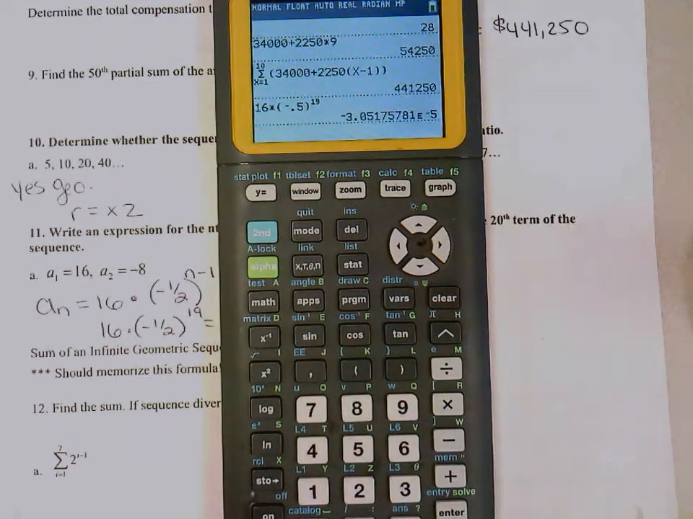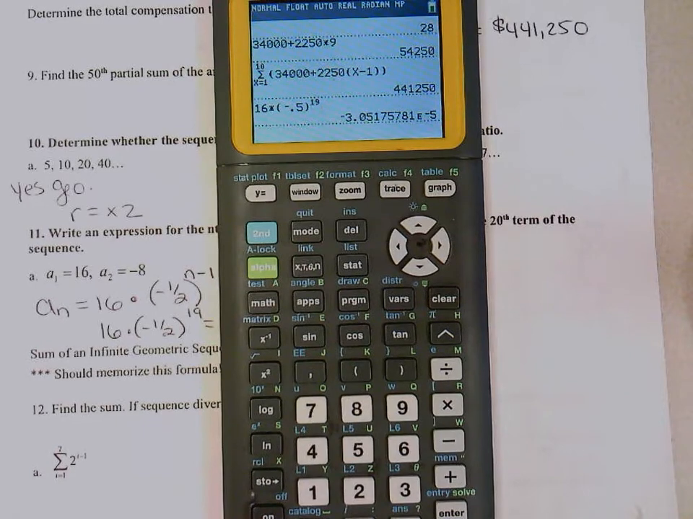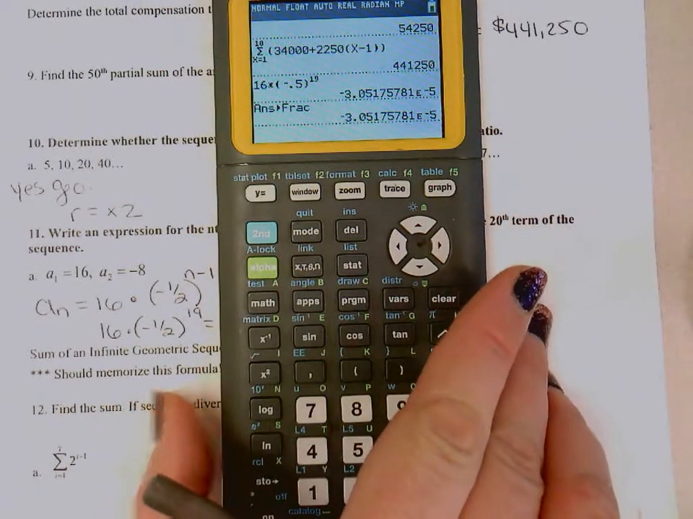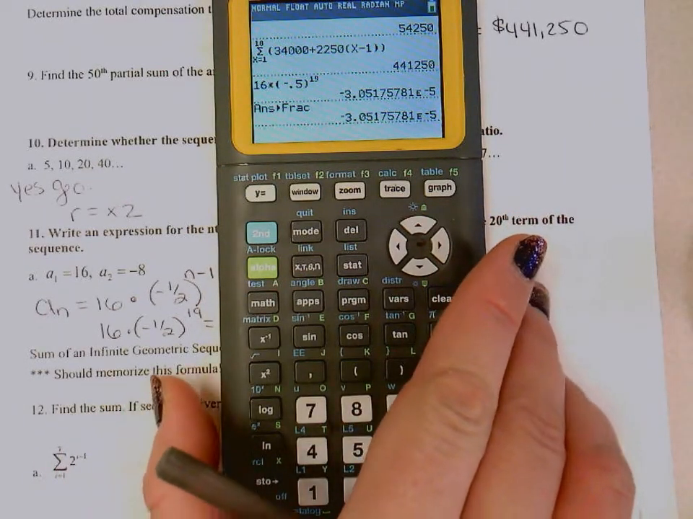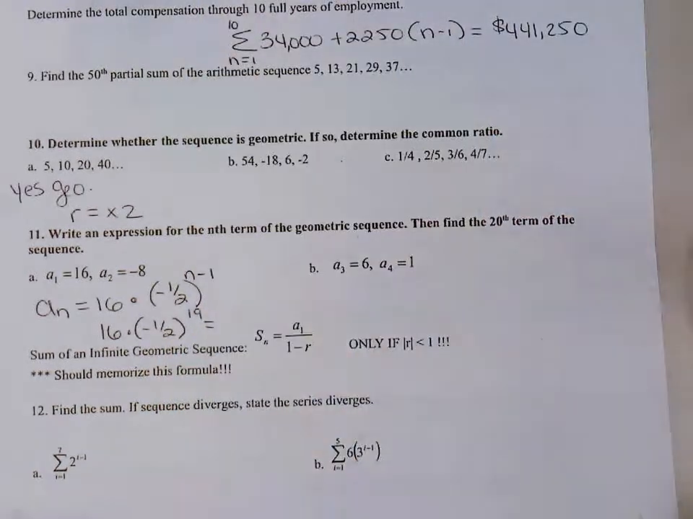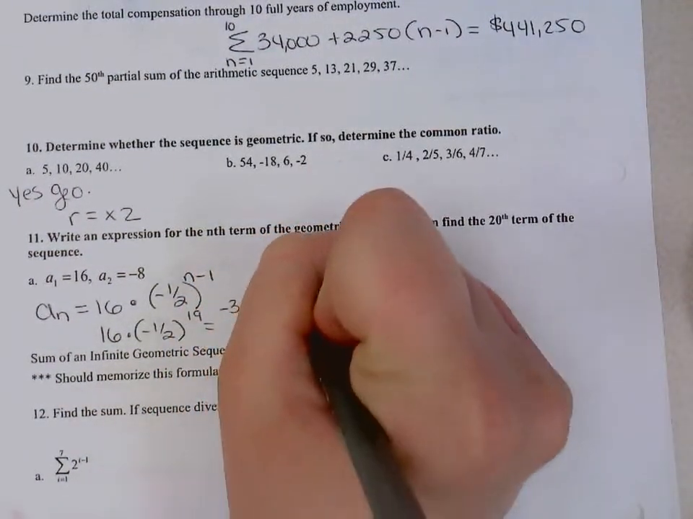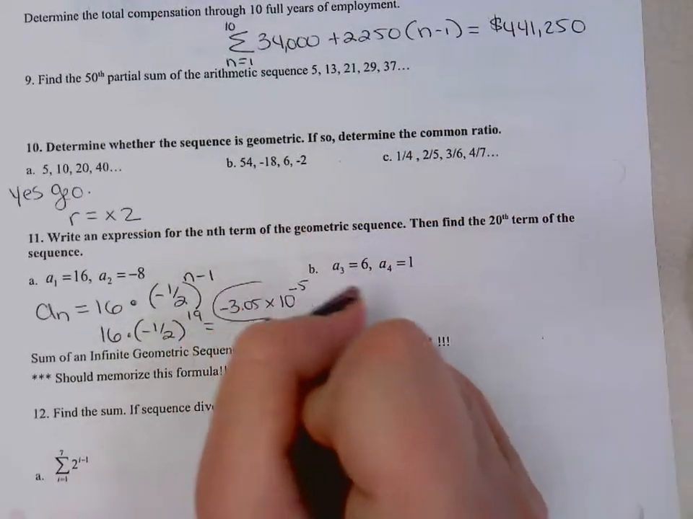So this is a really small number. I'm going to turn it into a fraction. Oh, it won't let me. And I don't know what half of 16 to the 19th power is. So it's close to 0. I guess I'll write it in scientific notation: negative 3.05 times 10 to the negative 5th power. So practically 0.